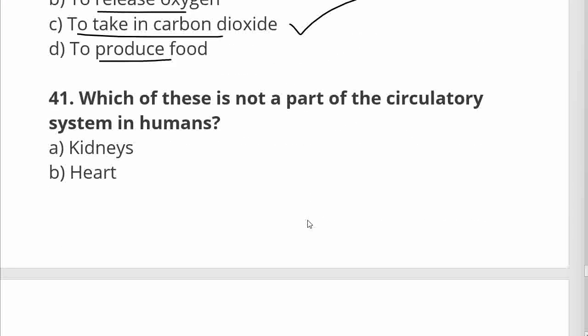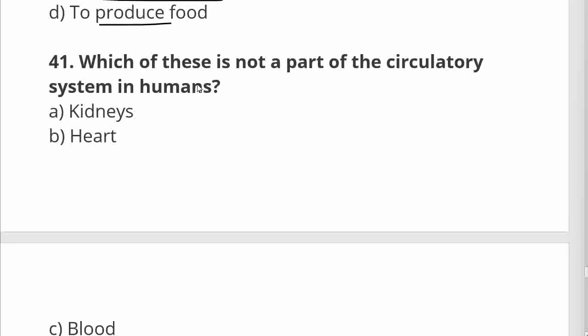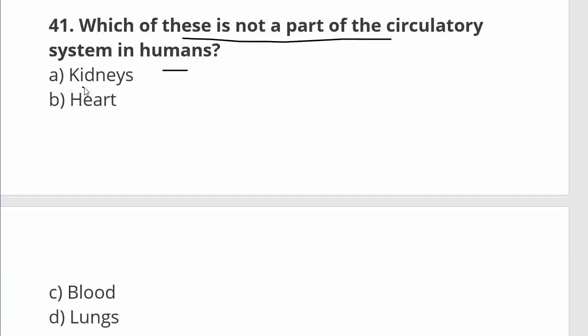Now the next question, which of these is not a part of circulatory system in humans? Options are A kidney, B heart, C blood, D lungs. The right answer is option A kidneys. Kidneys are part of excretory system responsible for filtering waste products from blood. The heart, blood and lungs are components of circulatory system.